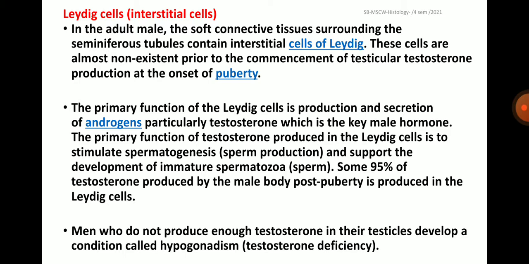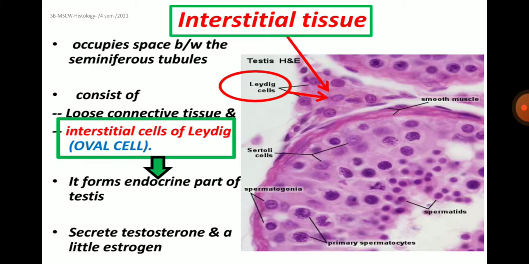One more point you have to remember: men who do not produce enough testosterone in their testicles develop a condition called hypogonadism, that is, testosterone deficiency. So this is the picture of interstitial cells. Once again you can get a clear picture of it.